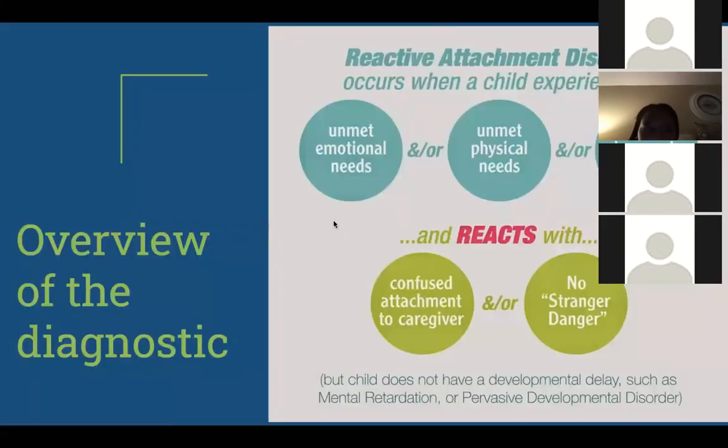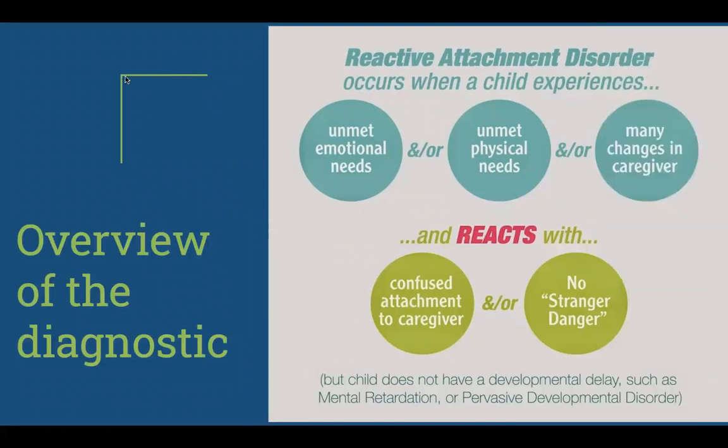So here are the basics. We will go further into depth along the way. Reactive attachment disorder occurs when the child experiences unmet emotional needs and/or unmet physical needs and/or many changes in caregivers, and it reacts with confused attachment to caregiver and/or stranger danger. But the child does not have a developmental delay such as mental retardation or pervasive developmental disorder.